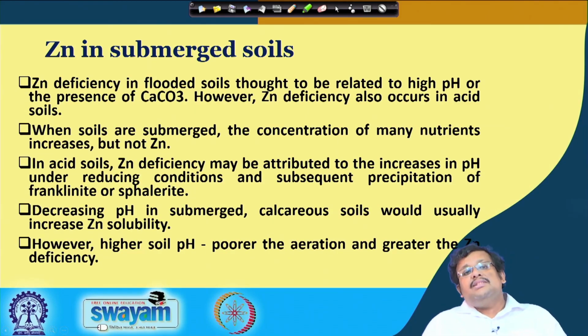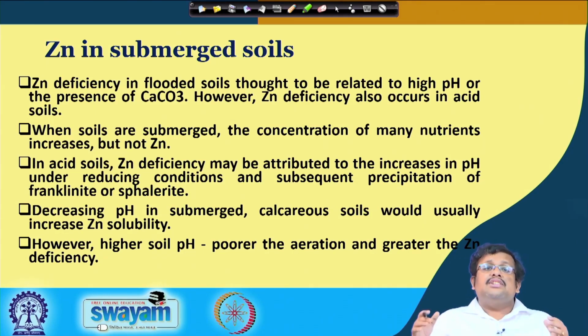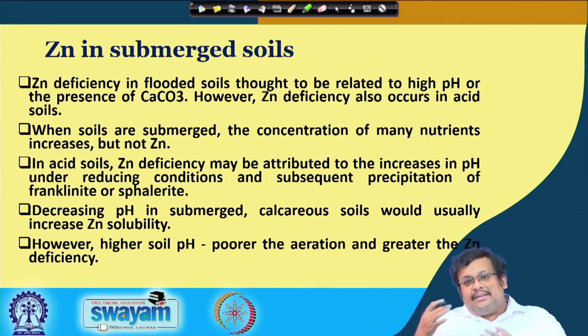Now, let us talk about the zinc in submerged soil. Zinc deficiency in flooded soil is thought to be related to high pH or the presence of calcium carbonate. However, zinc deficiency also occurs in acid soils. When the soil is submerged, the concentration of many nutrients increases, but not zinc. So, you can see when we are submerging the soil, the concentration of available phosphorus increases, available iron increases, available manganese increases.